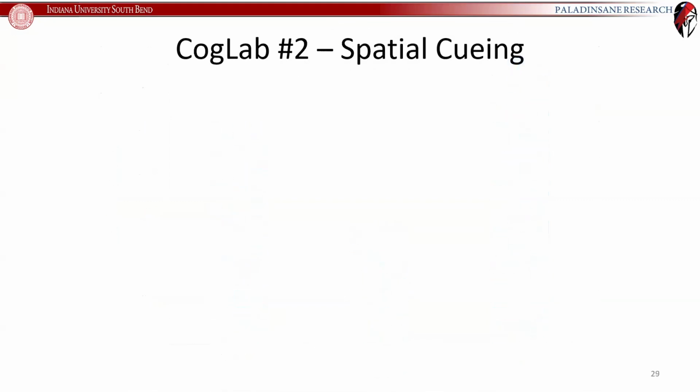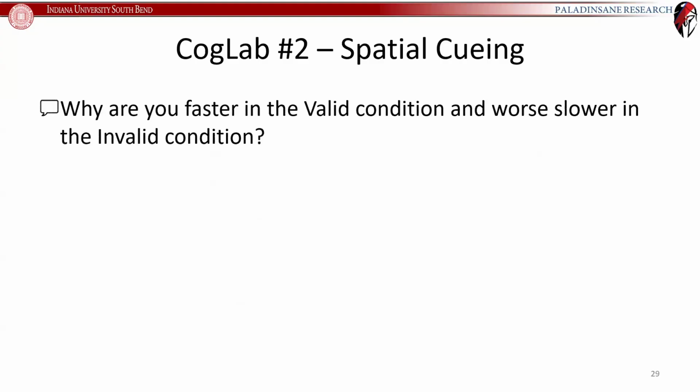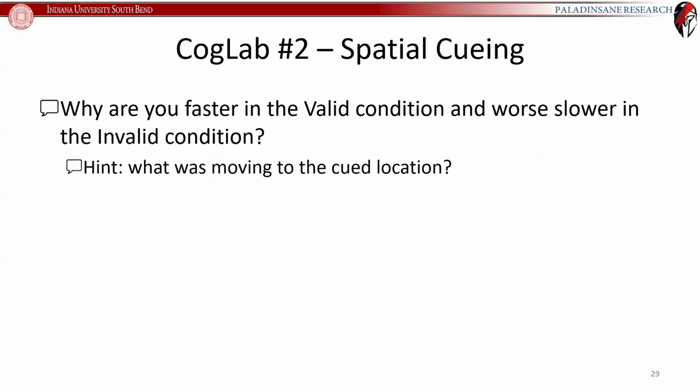All right. So we kind of gave a description of what has occurred. So right now we'll open this up and basically make it explicit in terms of why you're faster in the valid condition and worse or slower in the invalid condition. And the hint to this is what was being moved to the cued location. Because if you did this according to the instructions, your eyes were not being moved to the cued location. You were keeping your eyes dead center. So something must have been moved to the cued location. So what is it that was moved to the location that the arrow pointed to?